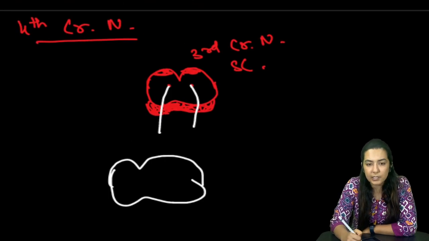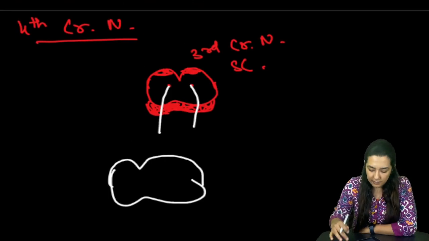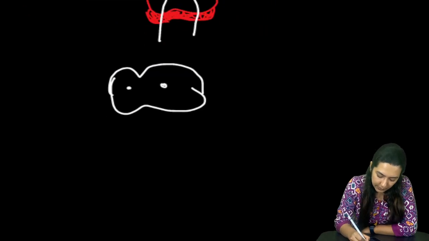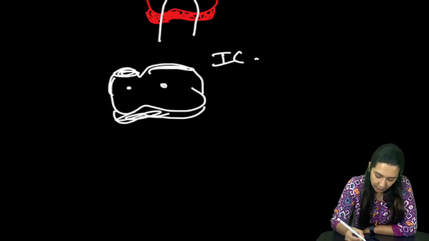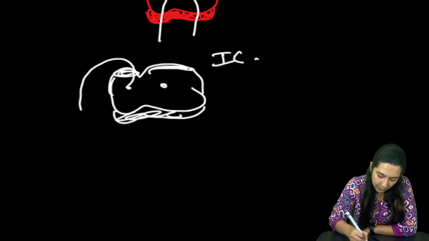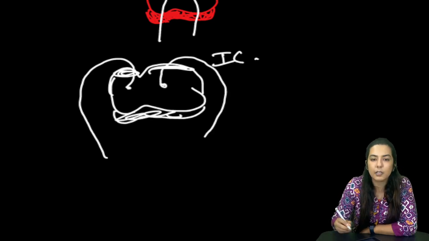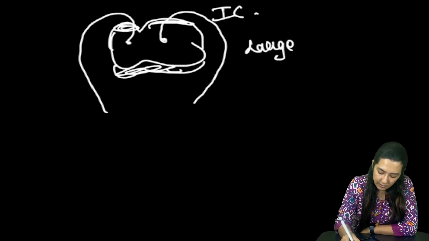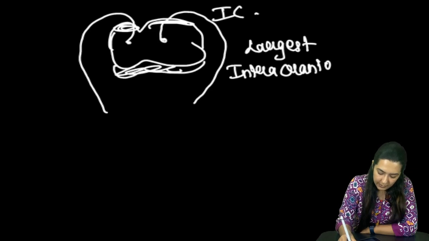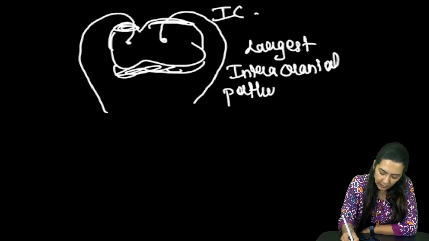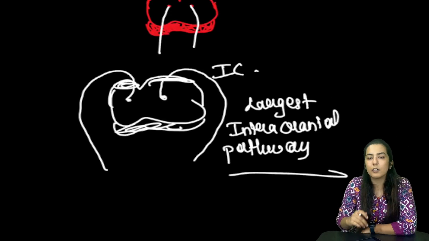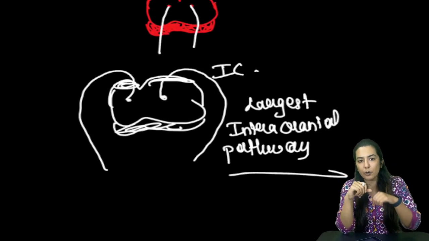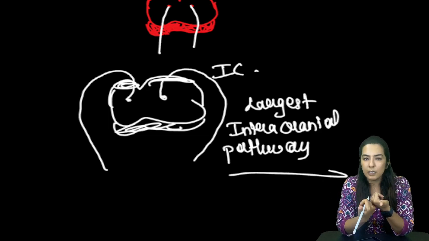All other cranial nerves will leave the brainstem anteriorly like this, but the fourth cranial nerve, at the level of the inferior colliculus, will leave from the posterior, from the dorsal side, and then come around to the anterior side. So it has the largest intracranial pathway. Okay, so this is one important point about the fourth cranial nerve. It is the only nerve that comes out of the brainstem dorsally and then goes anteriorly.